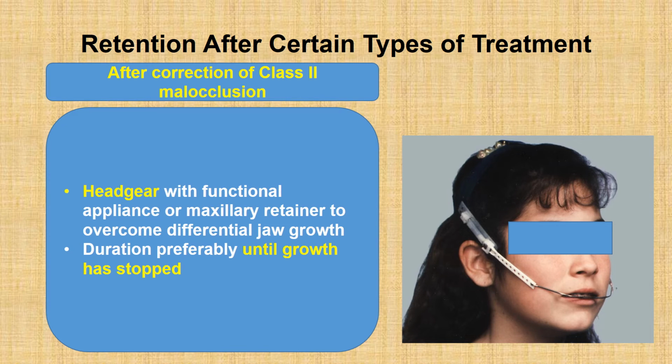Now, after correction of class 2 malocclusion, headgear can be used where it was determined that the class 2 relapse was due to maxillary prognathism. So the headgear will be useful in restricting the maxillary growth until growth has stopped.